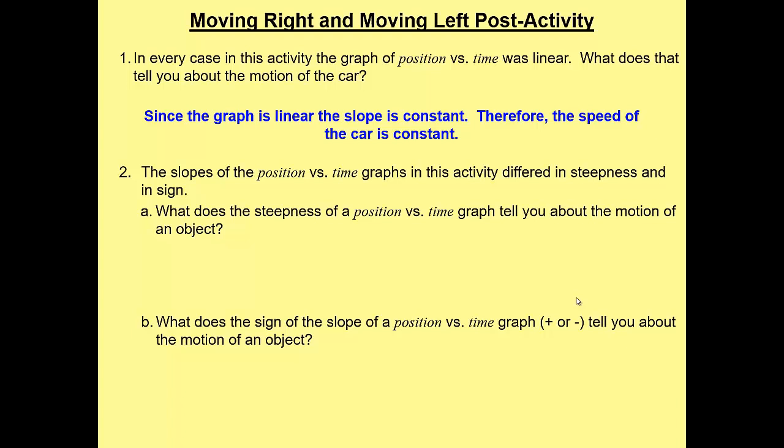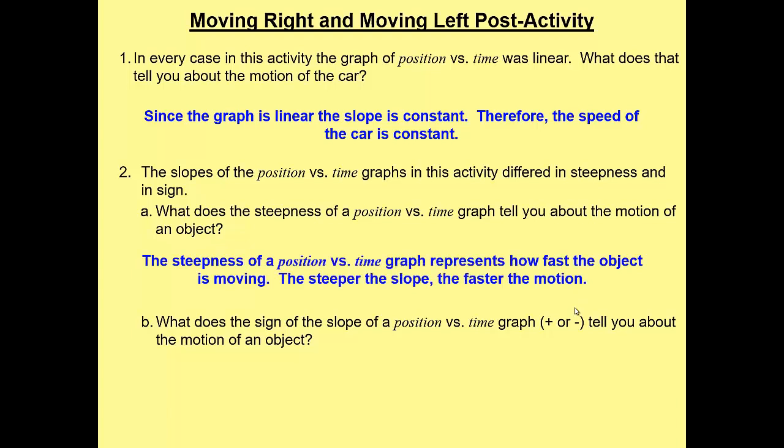Now, however, there were some differences in a couple of parts about those slopes. In, I believe, number 2, you did 3 different trials where you messed with the speed knob on the cart, and that resulted in different steepnesses of slopes. So what did you see that the steepness of the graph told you? Well, hopefully you said that it told you how fast the object was moving. The steeper the slope, the faster the motion. I think that probably makes a good amount of sense. Steeper slopes are moving faster.